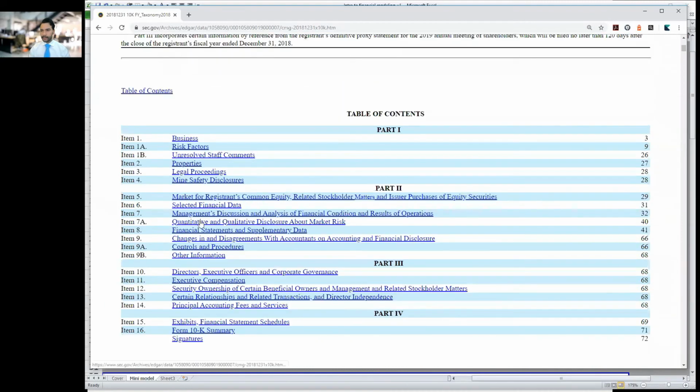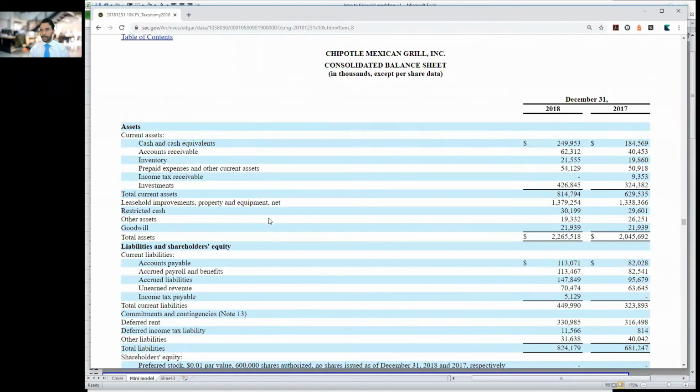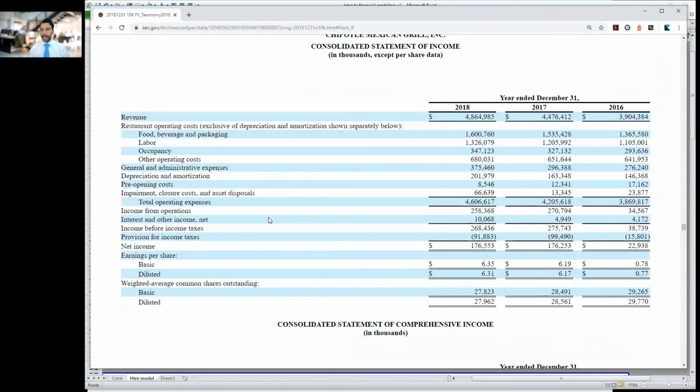Here is the table of contents. Let's go to financial statements. Here's the balance sheet. And here's the income statement. So let me pull up my drawings. So from an income statement standpoint, look at all of the costs associated with running Chipotle, okay? If you wanted to forecast each and every one of those line items, you could do it as a percentage of revenue and get the margin.